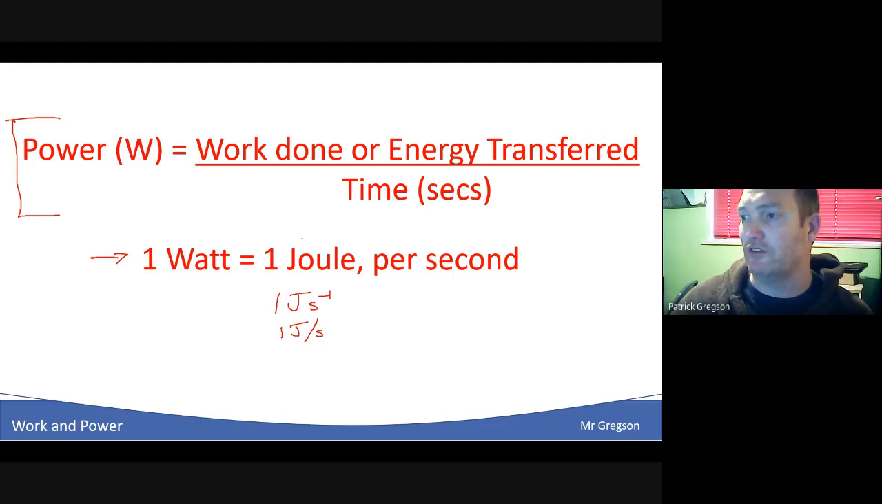So if you get asked a question about what the power is, or you have a power and an amount of time, it's just a rearrangement of this. So you might have work done equals power times time. Okay, so that's a fairly common one.